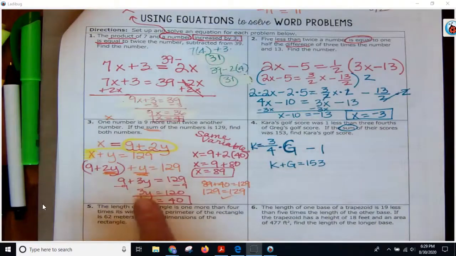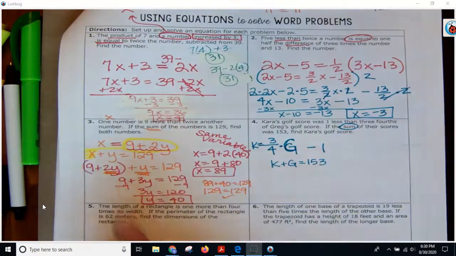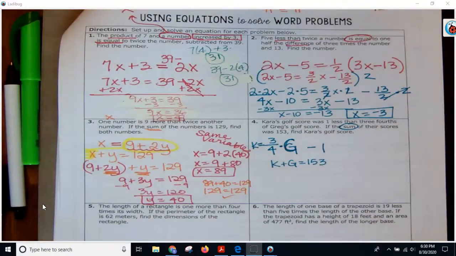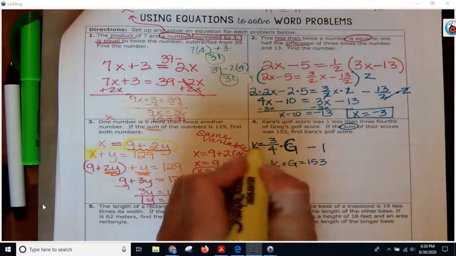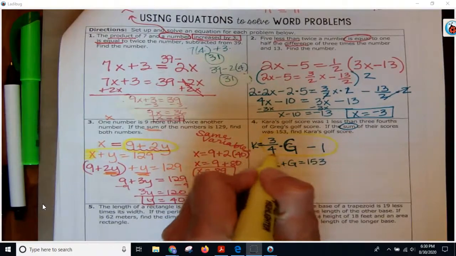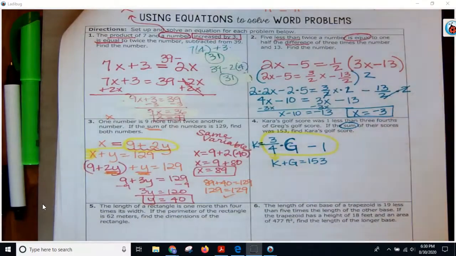So this is just like this one over here. So maybe try and stop and see if you can solve this one by yourself before I go on, and check and make sure that you're figuring this out. All right. So what I'm going to do is I know that Kara's score is the same as this, so I'm just going to plug that in for that K.